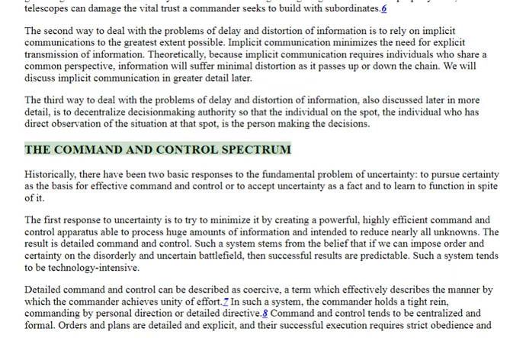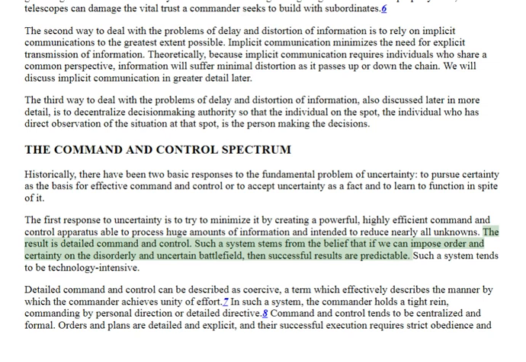The command and control spectrum. Historically, there have been two basic responses to the fundamental problem of uncertainty: to pursue certainty as the basis for effective command and control, or to accept uncertainty as a fact and to learn to function in spite of it. The first response to uncertainty is to try to minimize it by creating a powerful, highly efficient command and control apparatus able to process huge amounts of information and intended to reduce nearly all unknowns. The result is detailed command and control.